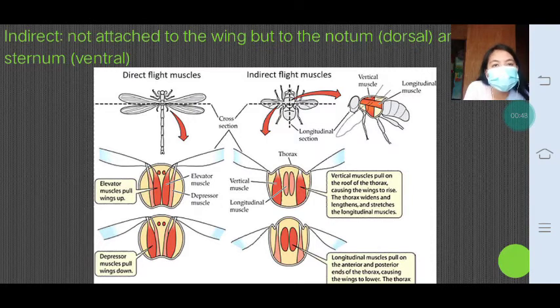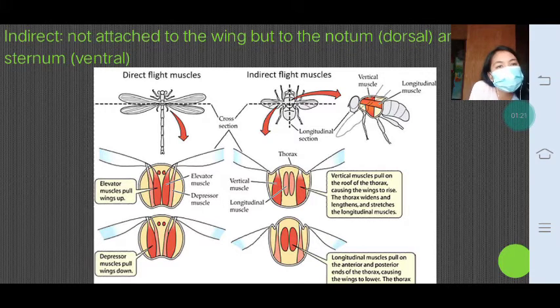So, yung direct flight muscle, meron siyang dalawang part na nagko-control sa kanyang wings. Ito ay ang elevator muscle and depressor muscle. Elevator muscle is to pull wings up and depressor is to pull wings down. So, yung elevator muscle is siya yung nagpapataas sa wings while yung depressor muscle is siya naman yung nagpapababa sa wings.